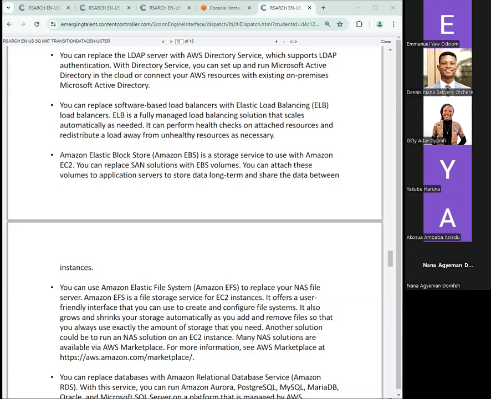Yeah, that makes sense. From the way Enam explained the SAN, I think EBS serves the same purpose. Okay. Thank you. Thank you, Emma. Dennis.